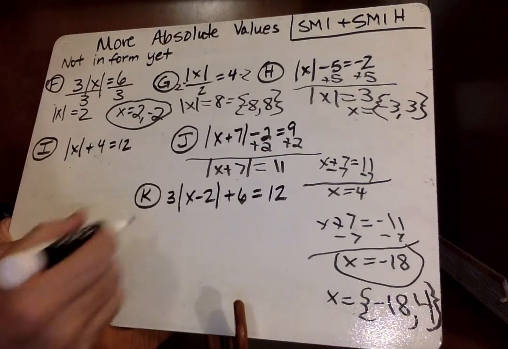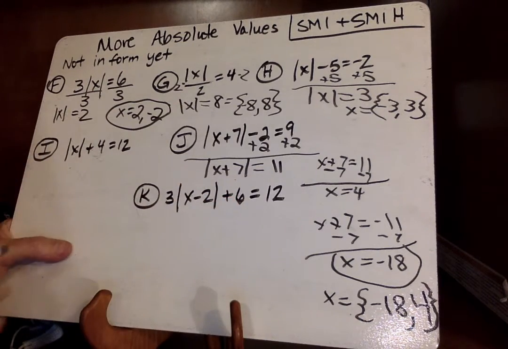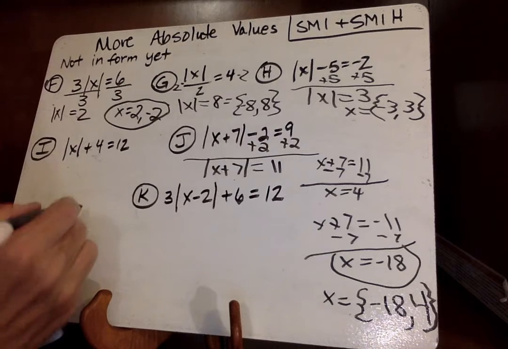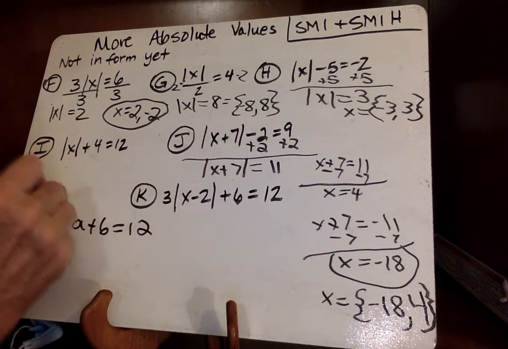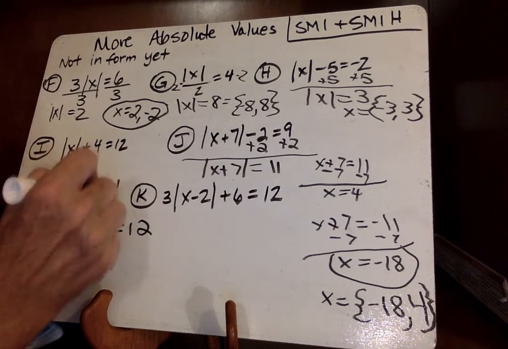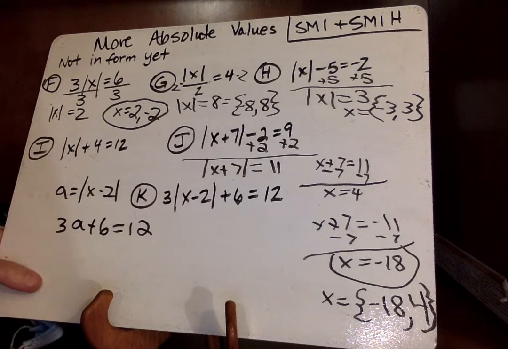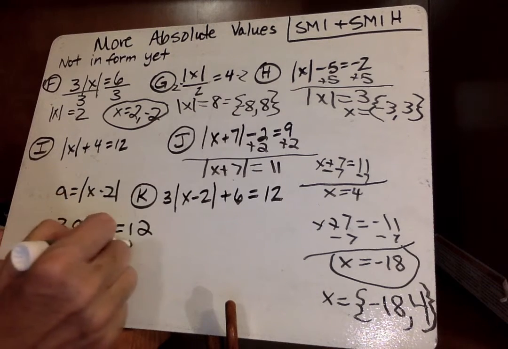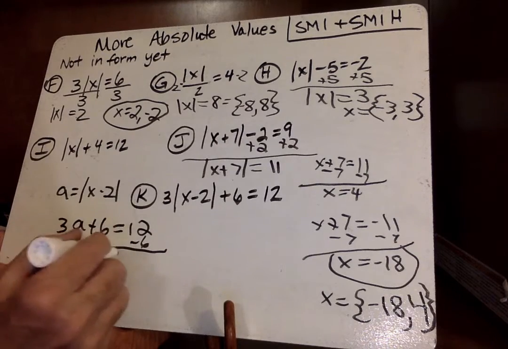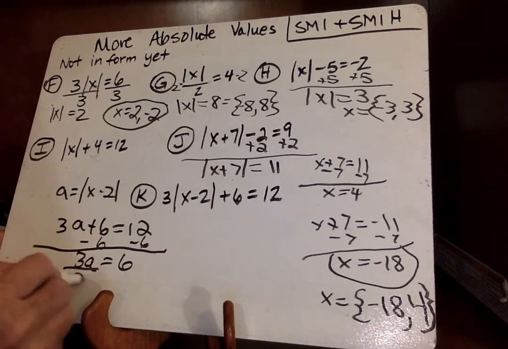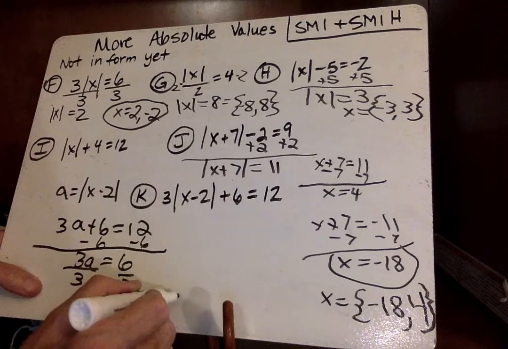Okay, this is a more challenging one here, so I'm going to solve for the absolute value. If you get stuck like this, you can rewrite it as 3a plus 6 equals 12. And we could have a equals absolute value of x minus 2. So you can make that as your substitute, and then it's easy to see what to do here if you're going to solve for a. We would go minus 6, minus 6. And then you would get 3a equals 6, divide by 3, divide by 3, and a would equal 2.